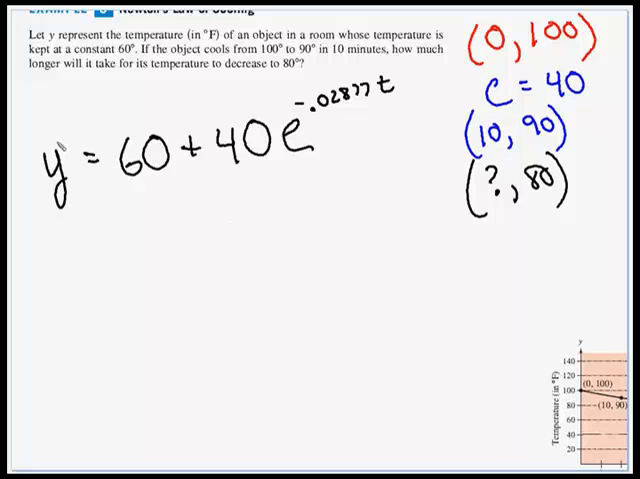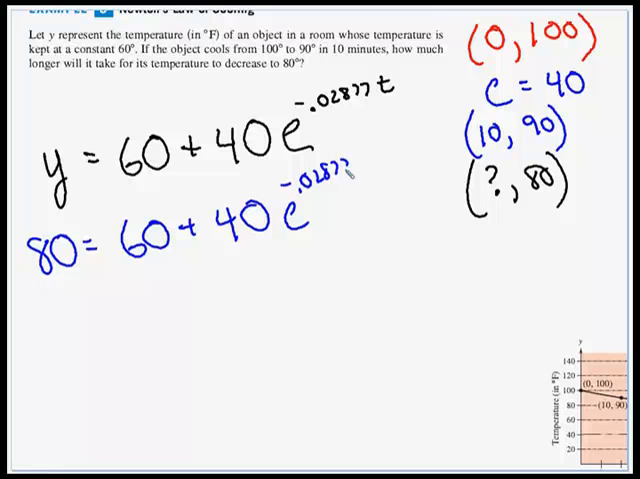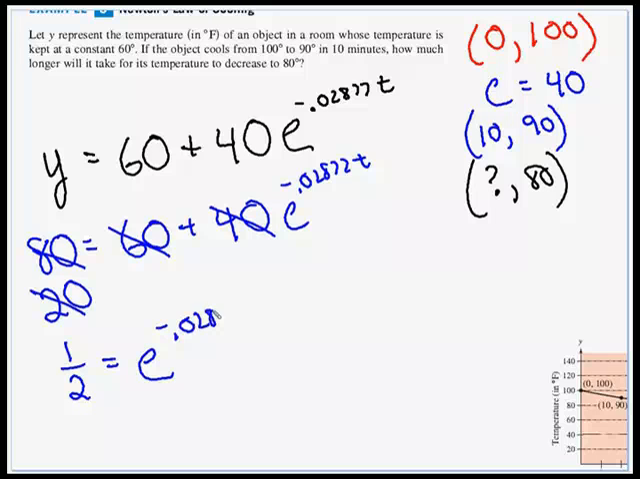So we're going to plug 80 in for our y. 80 goes in for y. That's equal to 60 plus 40 e to the negative 0.02877 t power. And we want to solve for t. So first, subtract 60 from each side. This becomes a 20. Now that it's a 20, we're going to divide by 40. 20 divided by 40 is a half. So we're going to have a half equals e to the negative 0.02877 t. And now that we have it down to our base e, we're going to natural log.